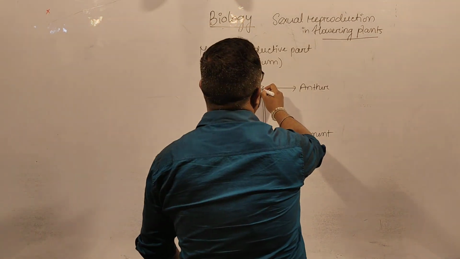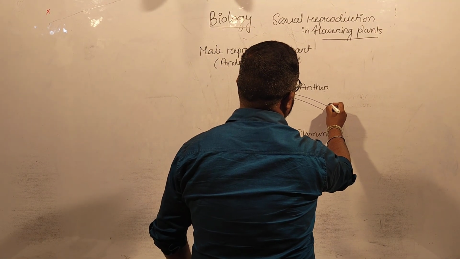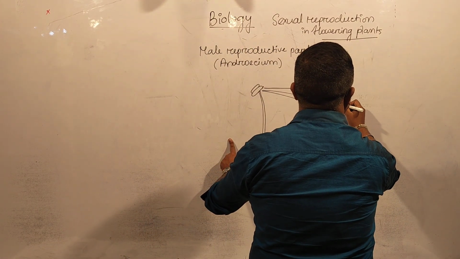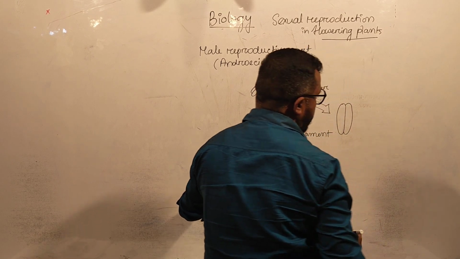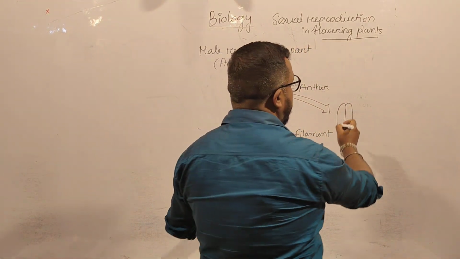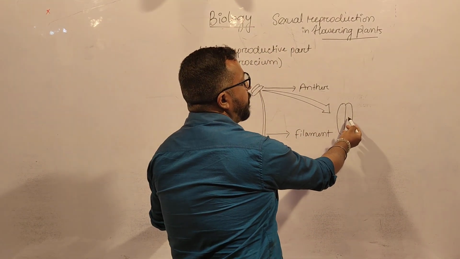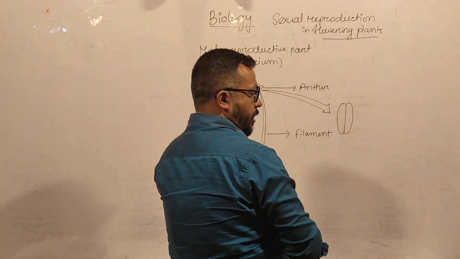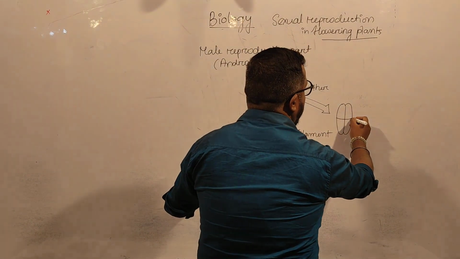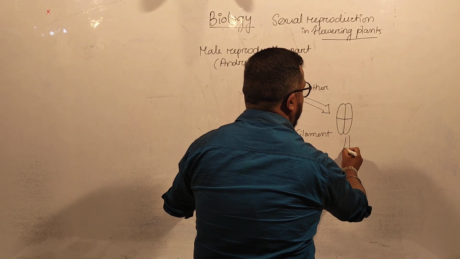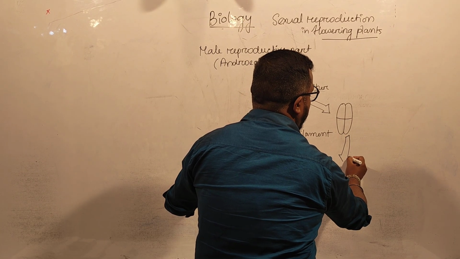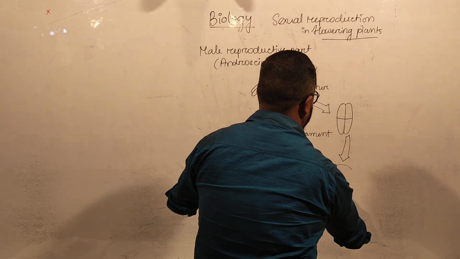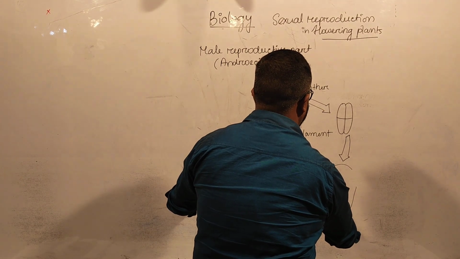Now if we go in detail to look at the structure of anther, the anther of angiosperm or flowering plants is bilobed. Bilobed means what? It has two lobes. You can see two lobes in here clearly. So this structure is called a bilobed structure. Now if we have to look at the cross section of how an anther looks, it looks somehow like this.